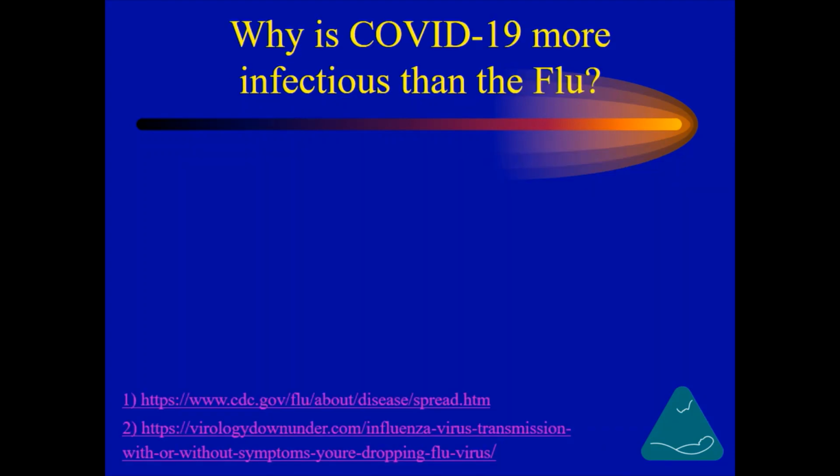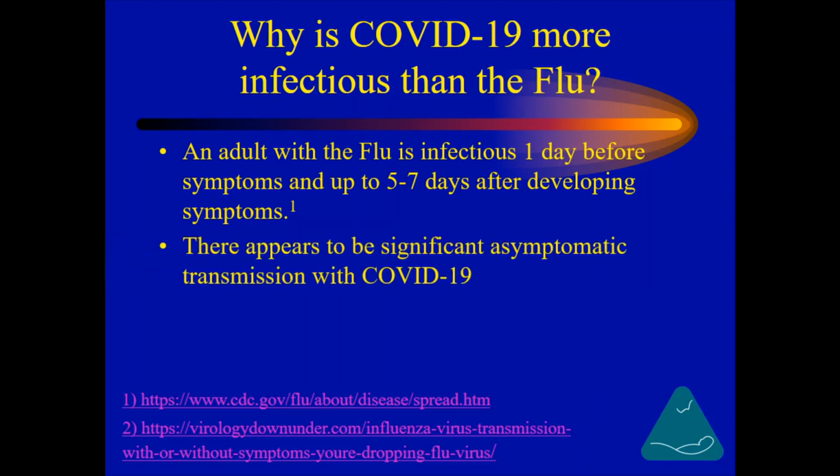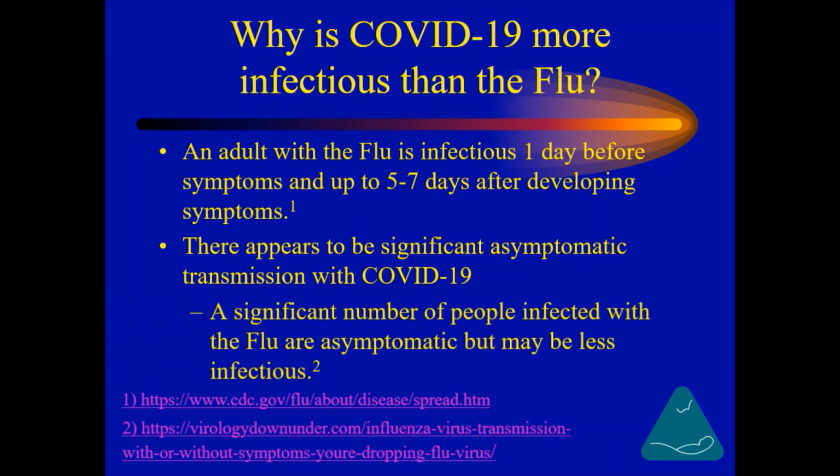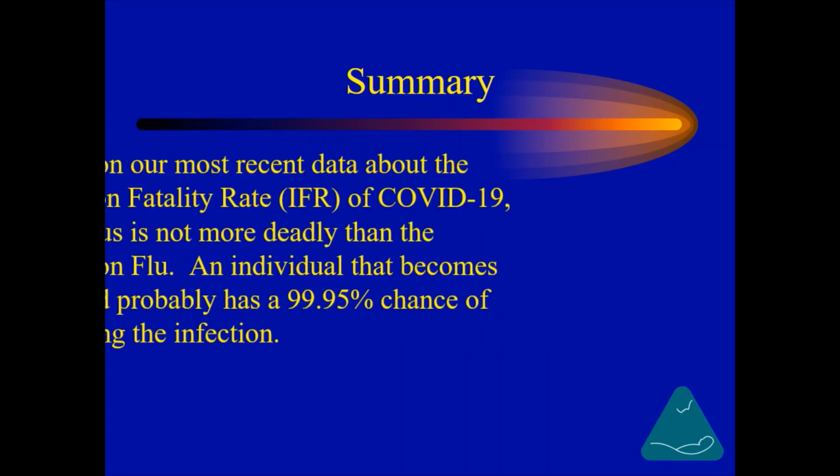So why is COVID-19 more infectious than the flu? Well, we don't know for sure, but an adult with the flu is infectious 1 day before symptoms develop and up to 5 days after developing symptoms. But for COVID-19, there appears to be significant asymptomatic transmission for several days. Now, it is true that a significant number of people infected with the flu are asymptomatic, but may be less infectious.